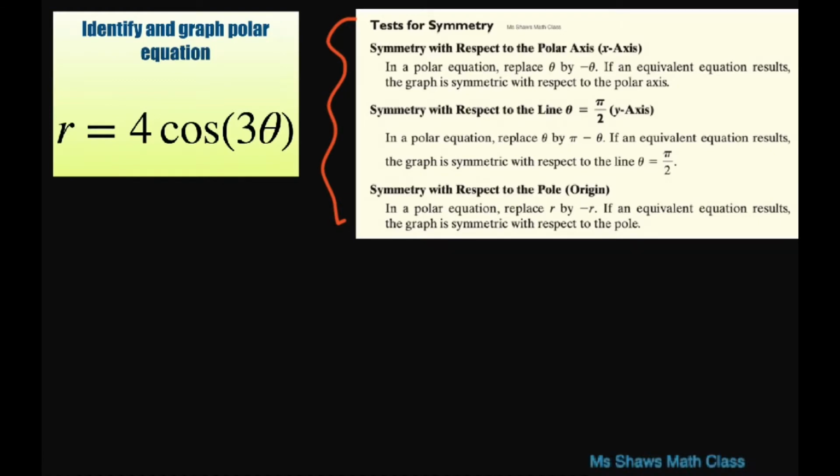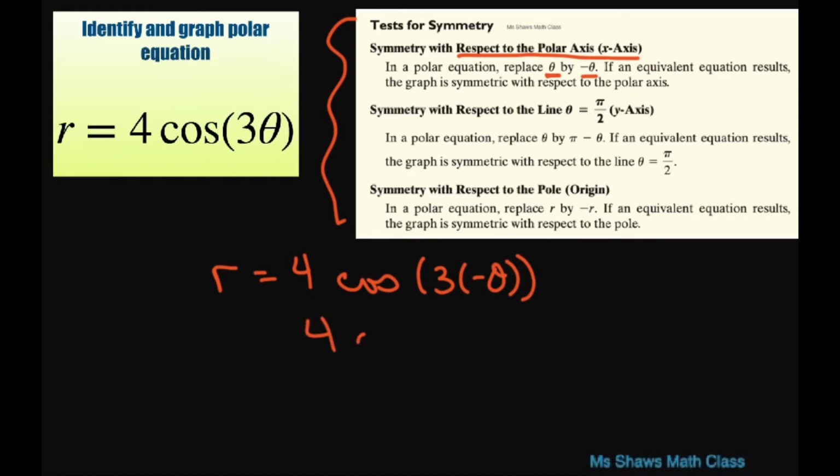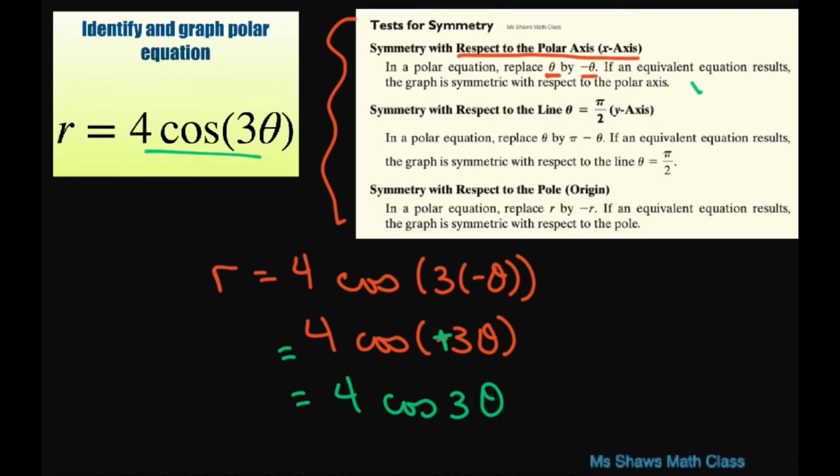So the first test is with respect to the polar axis. We're going to write r equals 4 cosine, and we're going to substitute our theta with negative theta. Now this gives us 4 cosine of negative 3 theta. Since cosine is an even function, that's going to give us 4 cosine of 3 theta. You just make this a positive. So since these are equivalent, this test passes. And so it is going to be symmetric to the polar axis.